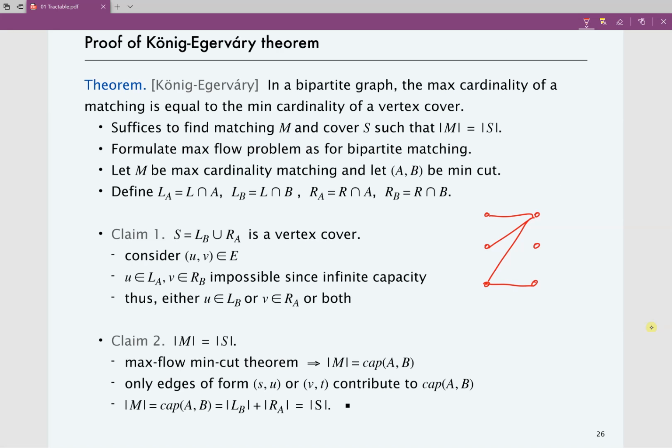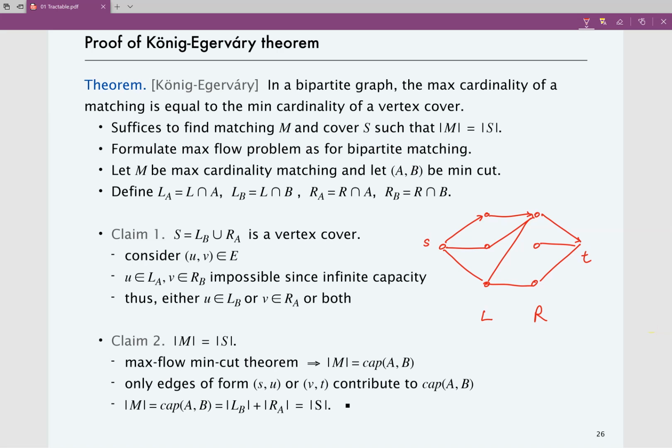And now we're going to convert this to a flow network. So this is going to be our source, and this is going to be our sink. Remember that all of these edges are directed from the left to the right. I'm not going to draw all of them. And these are the left nodes and these are the right nodes.